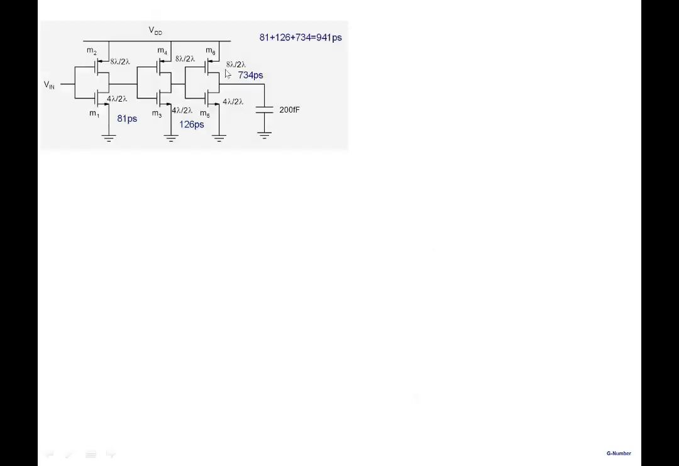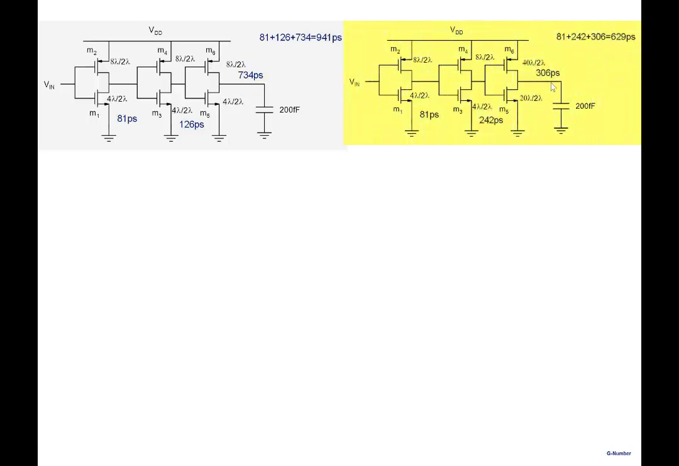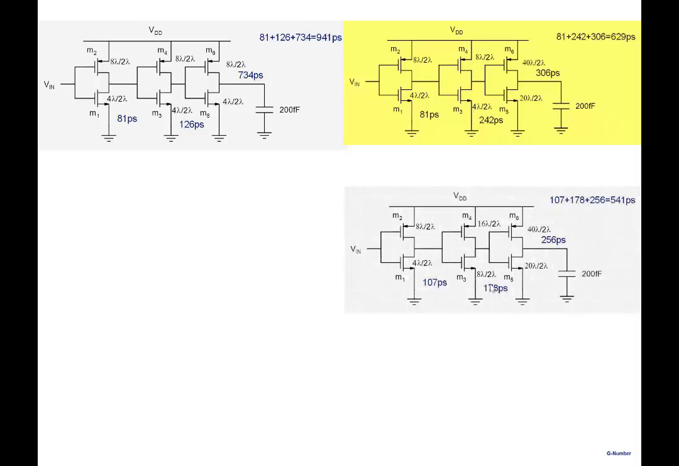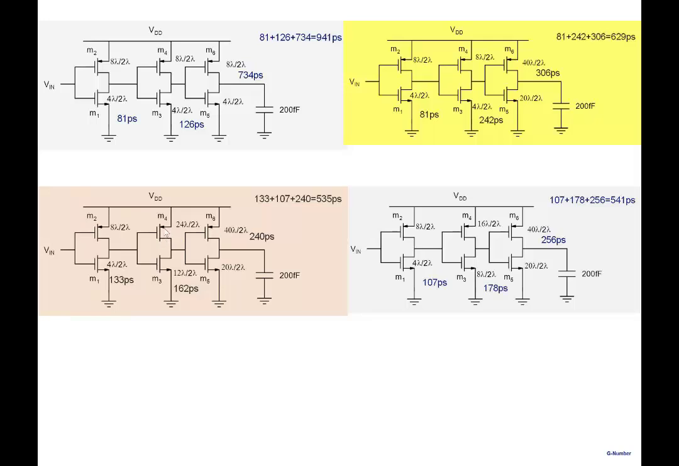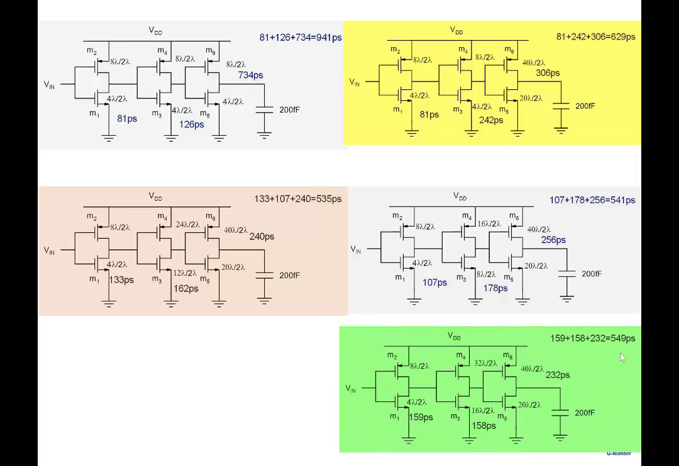All right, so what have we found? We took this initial design with 941 picosecond. We intervened here, increased the size, and came to 629 picosecond. But then this caused a loading here, so we realized that we need to increase the size here. As we increase, it goes to 541 picosecond. Maybe increasing it by a factor of 2 is not enough, so we increase it by a factor of 3. This brought it to 535. And then we increased it further, made it worse, 549.